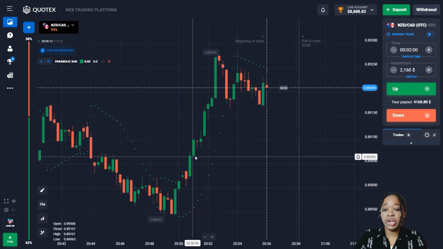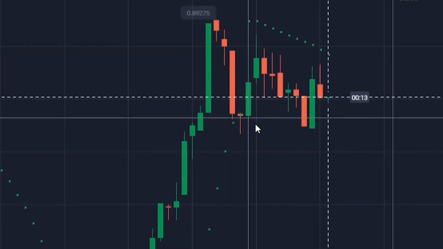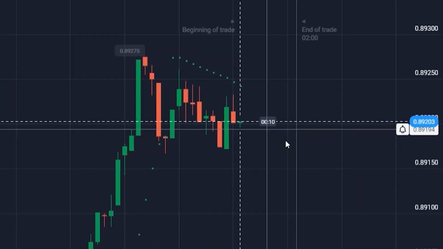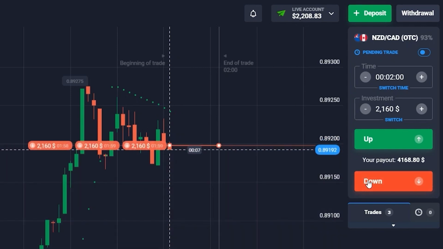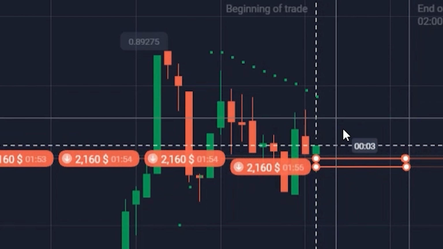So here you can see that the price is moving in an uptrend and is currently in the correction zone. In this situation, I'm going to open a trade for 2 minutes to go down, since the points of the parabolic are located above the graph. That is, the indicator indicates that the price has a good downside potential.